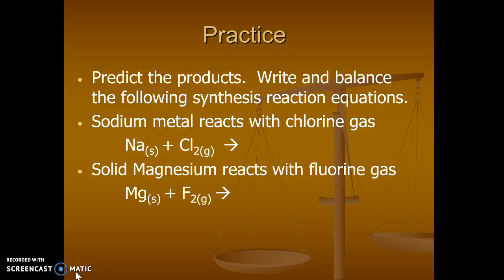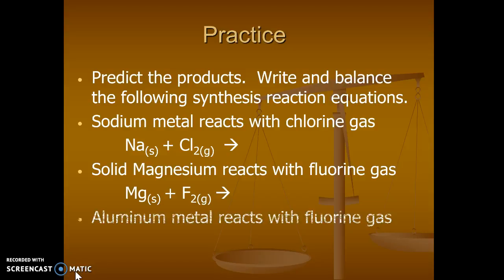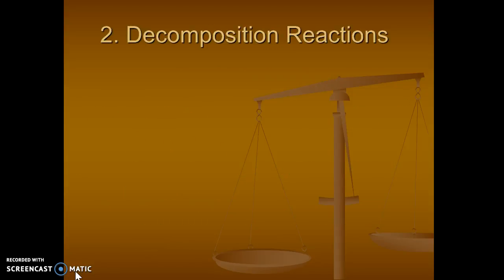How about if we had magnesium reacting with fluorine gas? Again, fluorine is diatomic, magnesium is your metal there, they combine together, you get an ionic compound, MgF2. Why F2? Because magnesium is 2+. Aluminum reacts with fluorine gas, right? What are we going to end up with when you have aluminum and fluorine? Well, AlF3. Why 3? Because aluminum is +3, and then you can do the balancing.